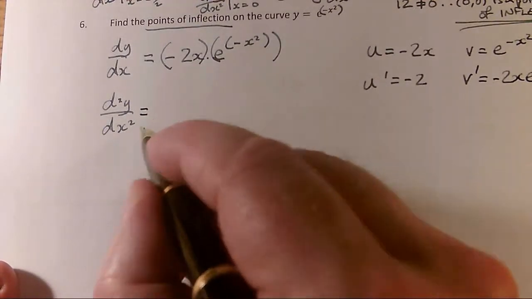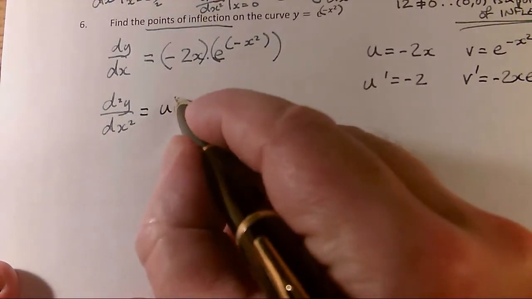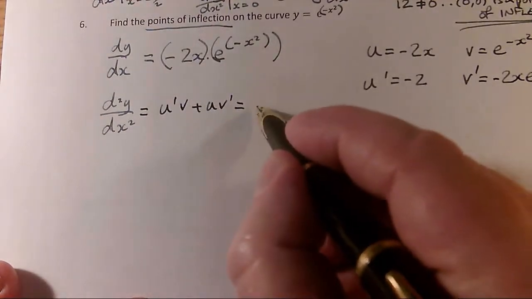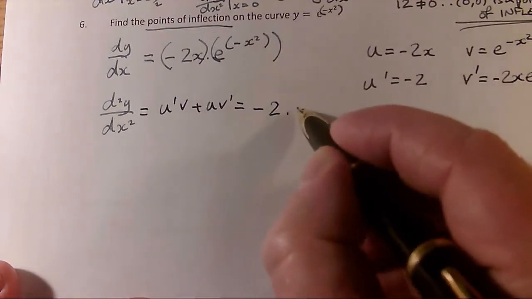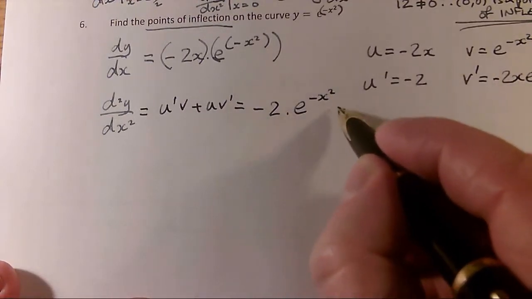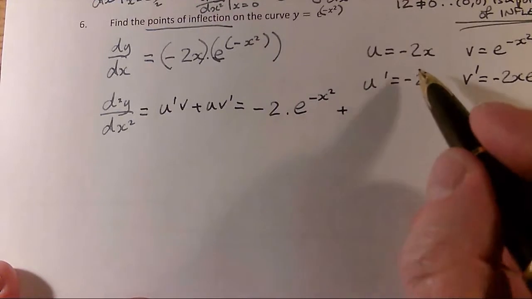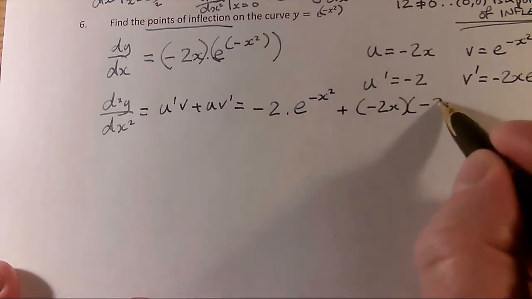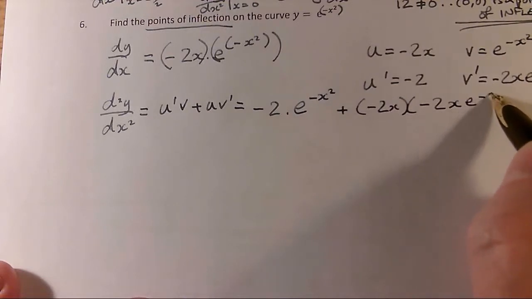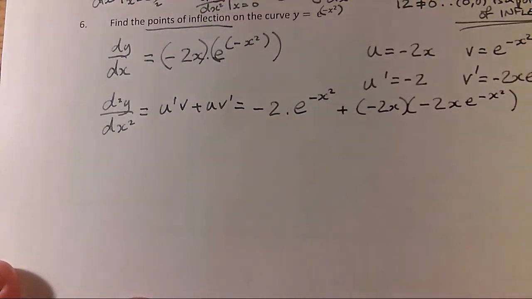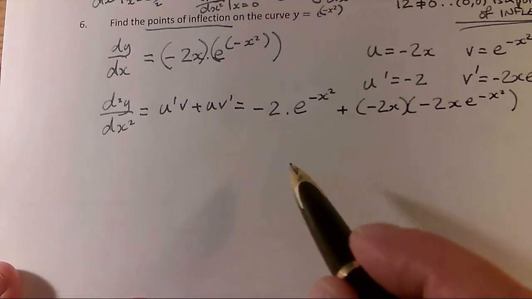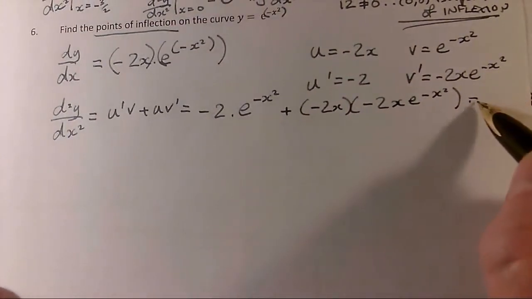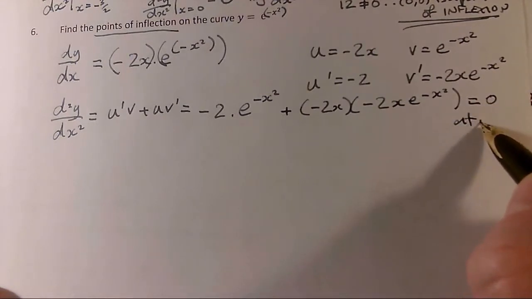The product rule says that differentiating a product, it's u dash v plus u v dash. So my u dash is minus 2 times v, which is e to the minus x squared, plus u, which is minus 2x, times v dash, which is minus 2x e to the minus x squared. And that's my d2y by dx squared. Now I'm going to want to say this is 0 at an inflection.